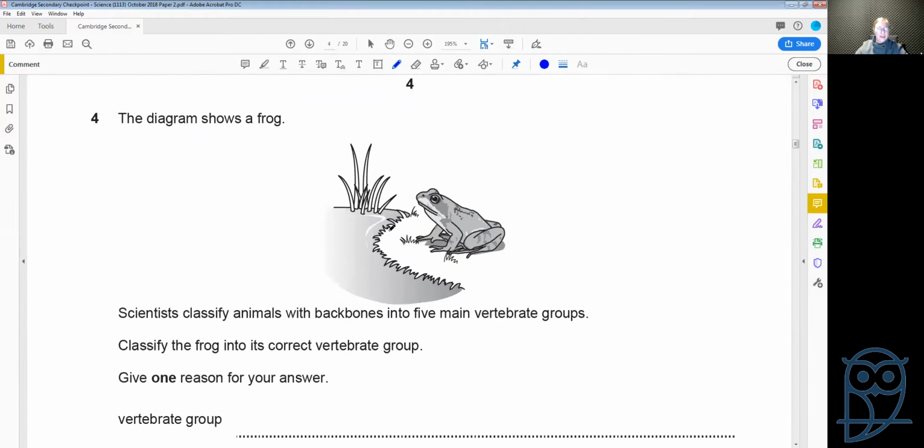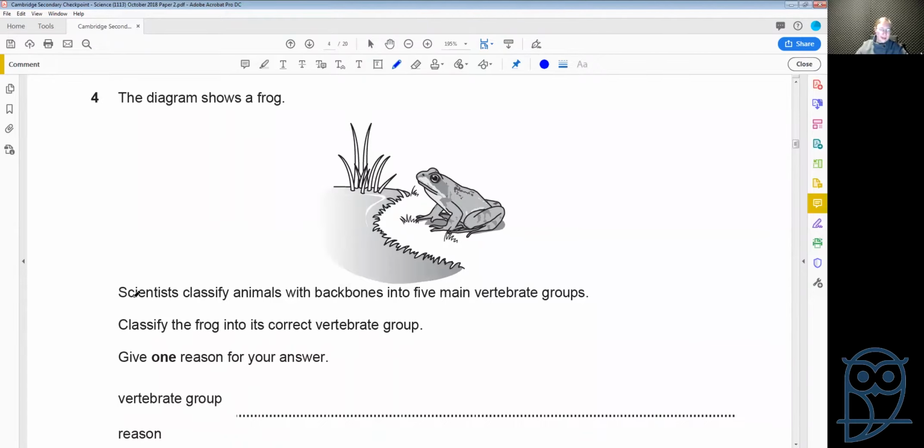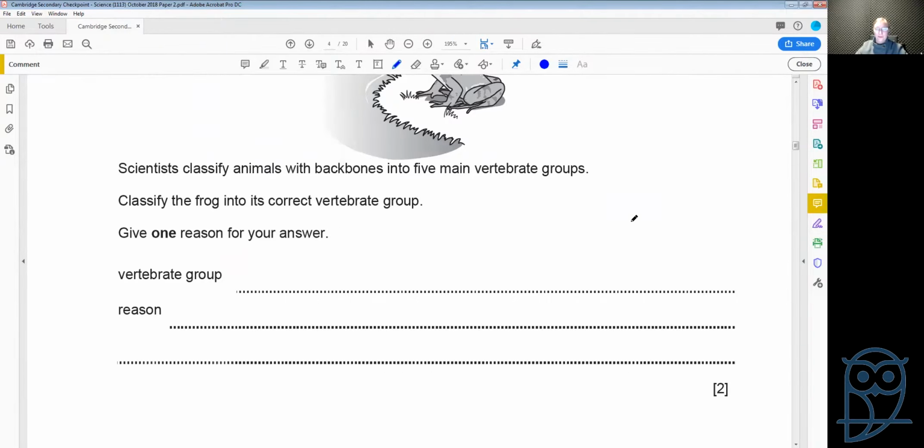Okay. So this diagram shows a frog. Scientists classify animals with backbones into 5 main vertebrate groups. Classify the frog into its correct vertebrate group. Okay, so give one reason for your answer. So our vertebrate group here is our amphibians. That's what our frogs are. And amphibians are classified with the reason that they're young, grow up in water, but when they're older and mature, they can go on land. So we just need to write that in neat words.